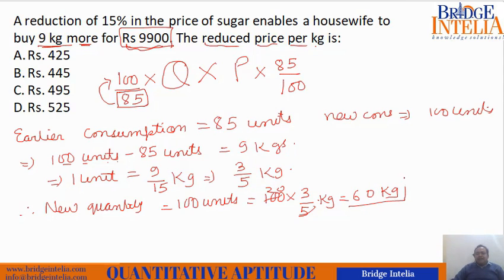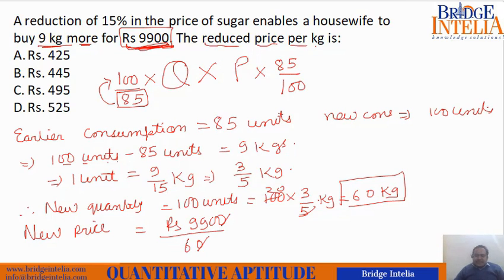It means now she is buying 60 kgs and she is paying rupees 9900. So new price, reduced price, is rupees 9900 divided by 60. So this 0 gets cancelled. So 1.